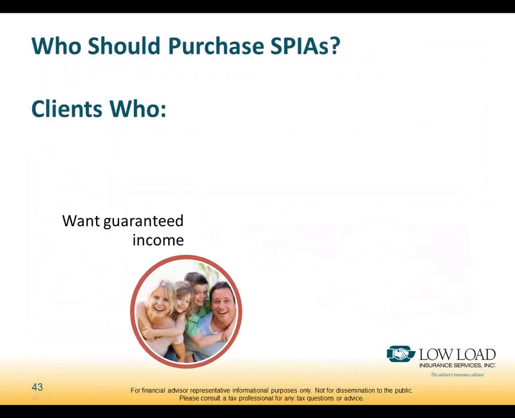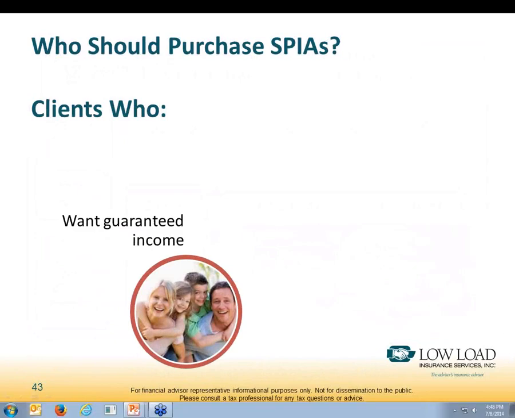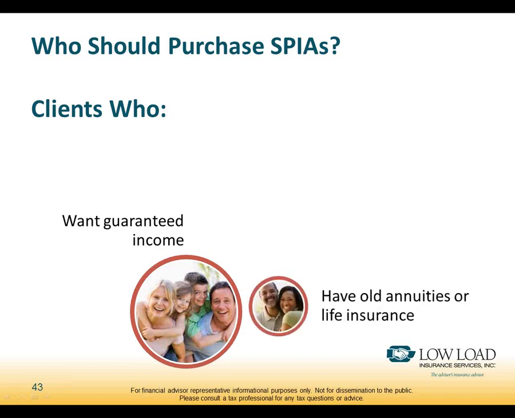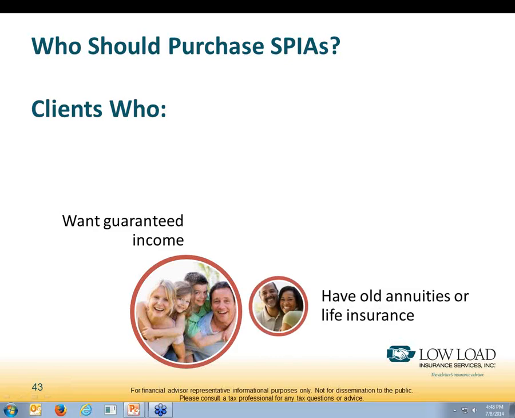All right, so who should purchase an immediate annuity? Well, of course, once again, it should be somebody who wants guaranteed income. They have old annuities or life insurance, because once again, we can take the cash value out of permanent life insurance and transfer it to an annuity, and if they need income at that time, we could definitely put it into an immediate annuity for them.